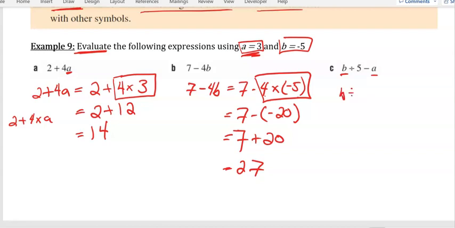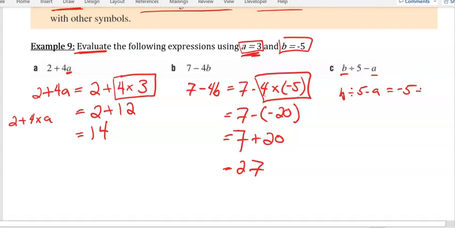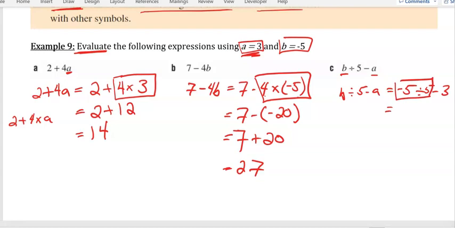Finally, we've got 2 substitutions to do here, b and a. So b divided by 5 minus a is the same as -5. Bracket if you want to. I'm not going to put one there. I think it's pretty clear. Divided by 5 minus a, which is 3. What do I do first? I'm going to do this first. So -5 divided by 5 is going to give us 1. But is it +1 or -1? If we have a negative and a positive, our outcome is going to be negative.